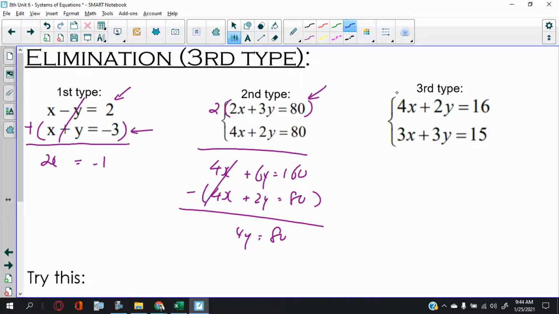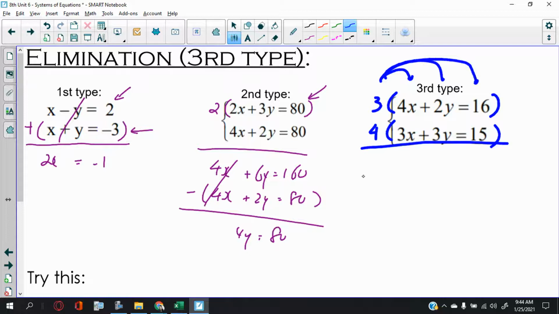Now, what we do here is we multiply this by 3, because what you're thinking is, hey, what's a multiple between 4 and 3? Because once you get that multiple, you can set the x's to be the same, and then you can eliminate them. So here I could do it by 4. So watch this. By the way, you could use different numbers. That's what I'm also suggesting. So here we do that. So that's 12x plus 6y equals 48.